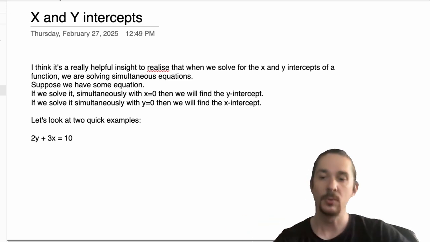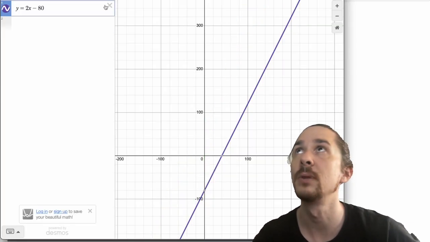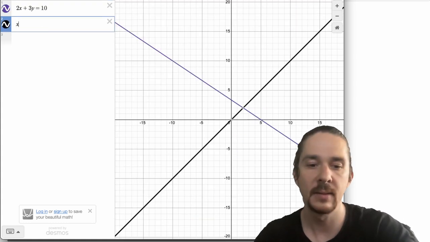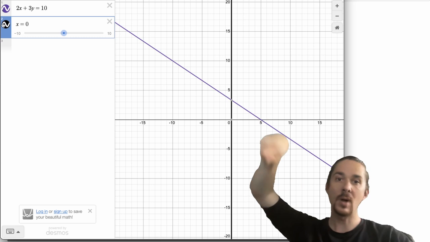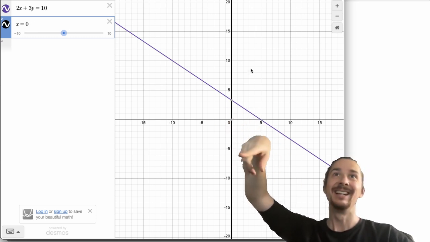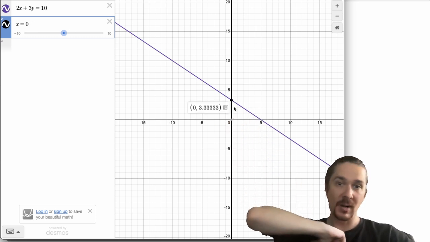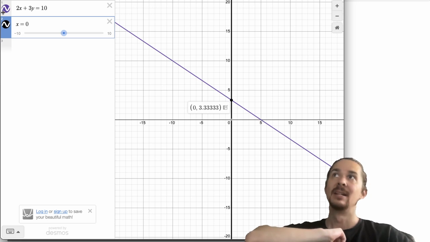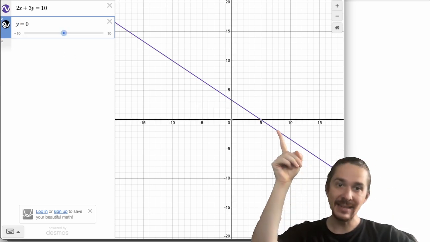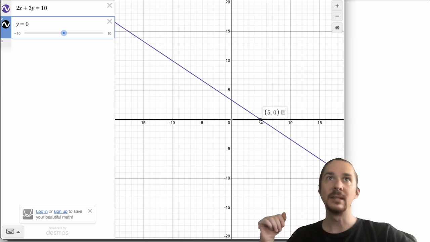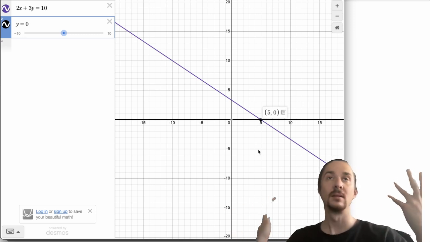Let's think about that really quickly for a second. So if I take 2x plus 3y equals 10, if I put in x equals 0, notice that that is the y-axis. See? That is the y-axis. So when I find where these two lines cross, it's going to tell me where 2x plus 3y equals 10 crosses the y-axis. Similarly, if I made this y equals 0, that is the x-axis. So when I solve them simultaneously, they're going to tell me what is the x-intercept.